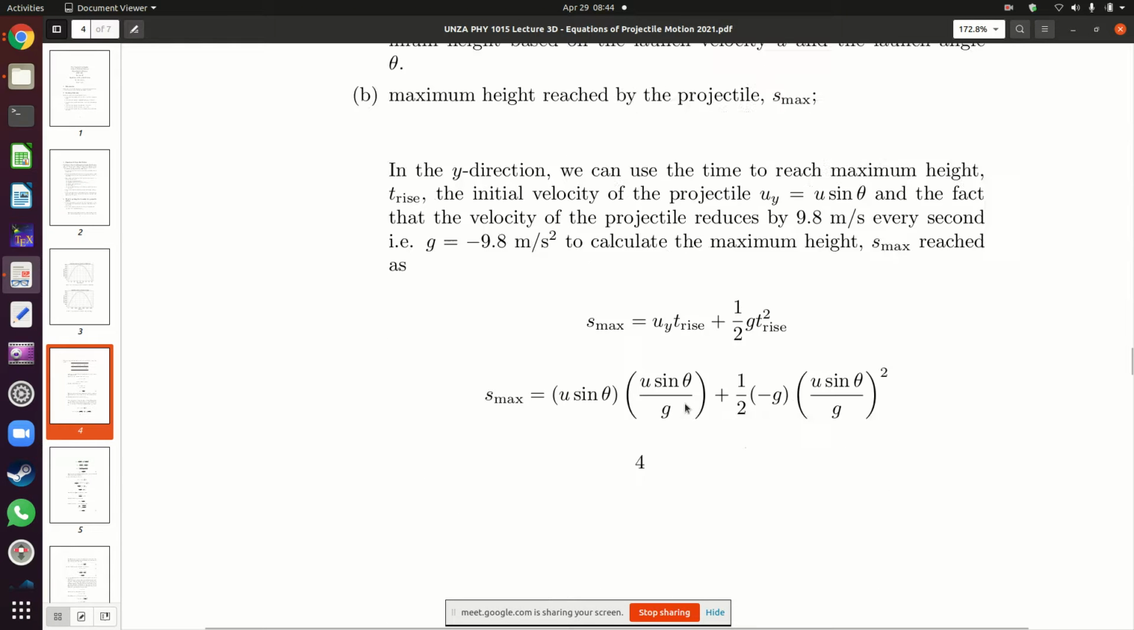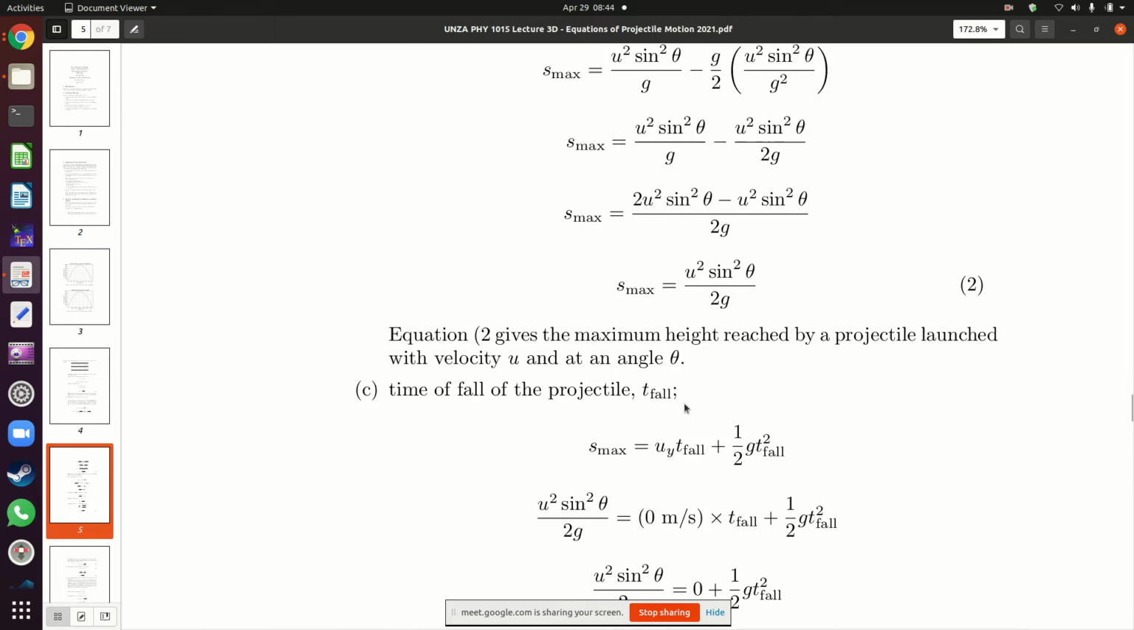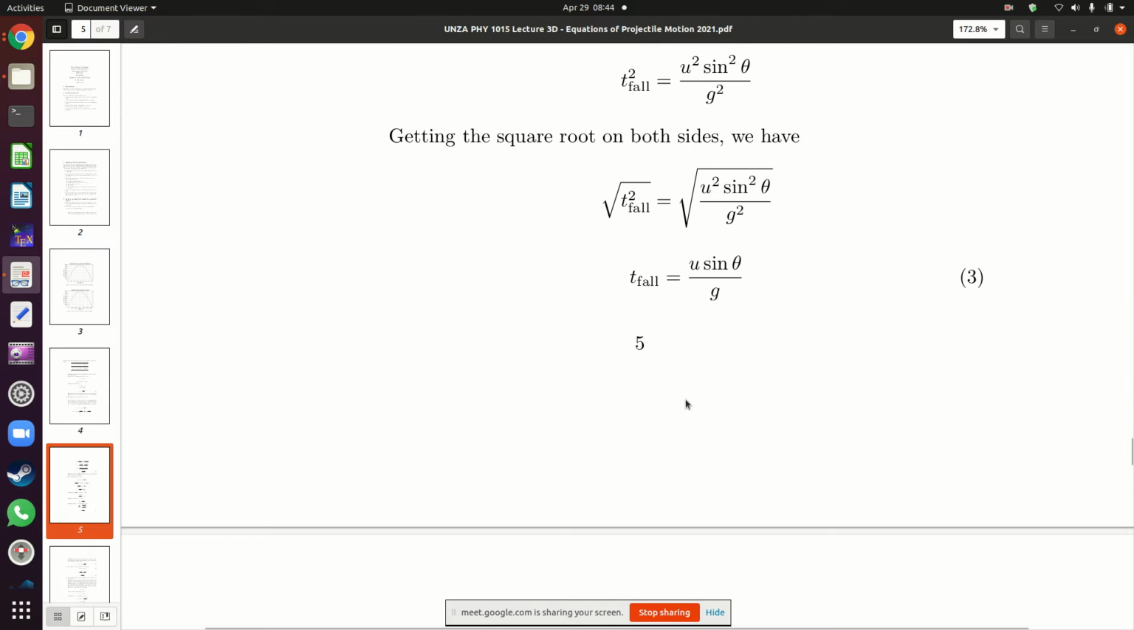This is only possible because we have assumed that the height to which the projectile rises and the height through which the projectile falls are the same.